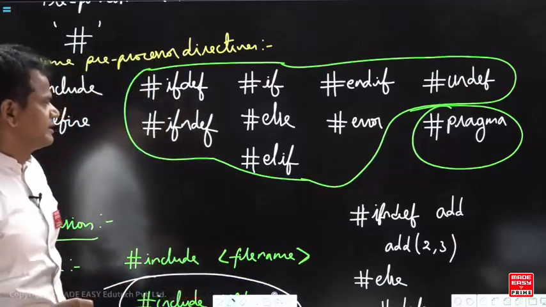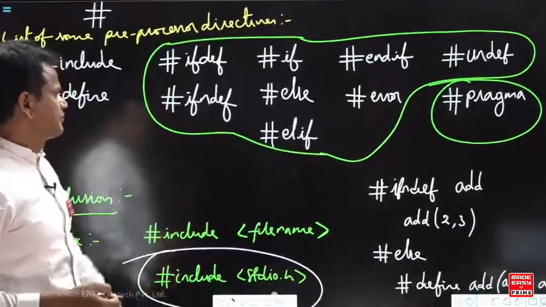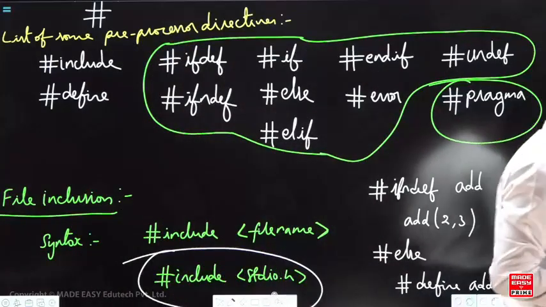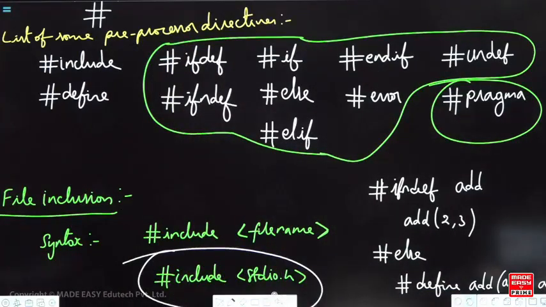Hash pragma. It is used to call a function before and after main function in a C program.